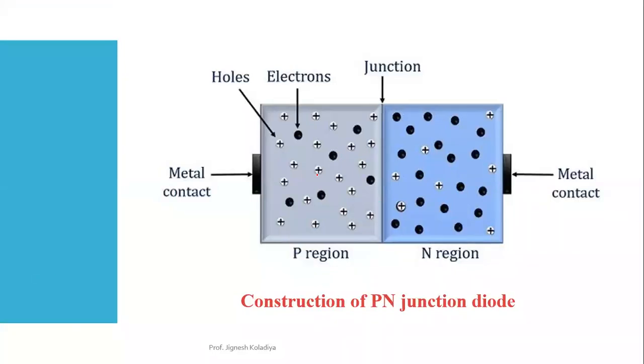Yes, so in this region we are going to add trivalent impurities, and here we are going to use pentavalent atoms. One pentavalent atom has one free electron. Similarly, if you are adding more and more atoms over here, then we have a number of free electrons in the N region. So these are my majority charge carriers. Electrons are majority charge carriers in N.